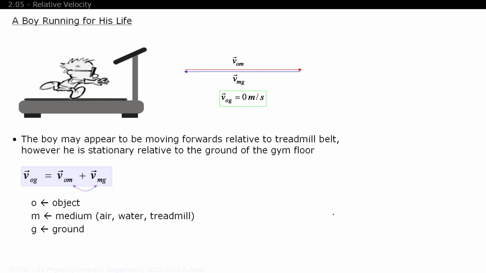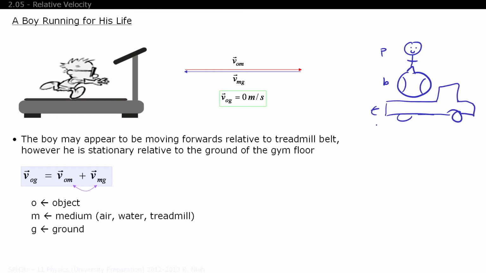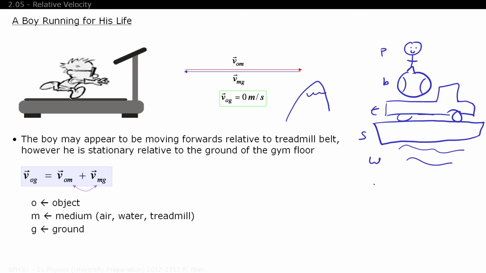Let's try out another example that's a bit more interesting. Let's say you are standing on top of a ball. Or let's say you're moving relative to the ball. So you are the person, here is the ball. The ball is rolling on top of the cab of a truck, and the truck is driving on top of a big ship. Now the ship is sailing on top of water, and if you look nearby, there's an island. In other words, there's the ground. And you're wondering, what is the velocity of the person relative to the ground? How would you solve that?